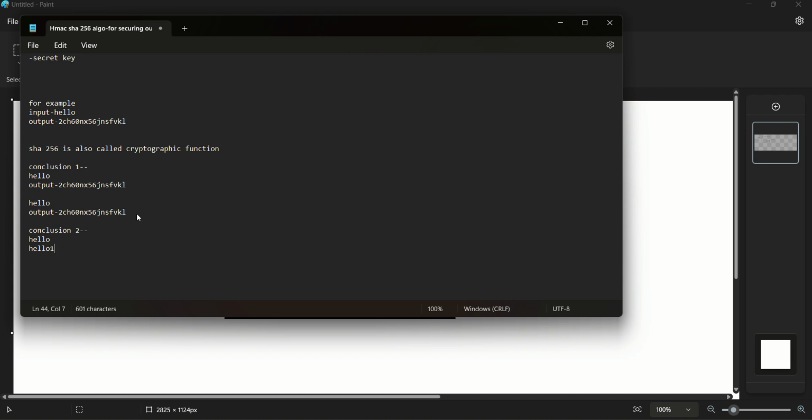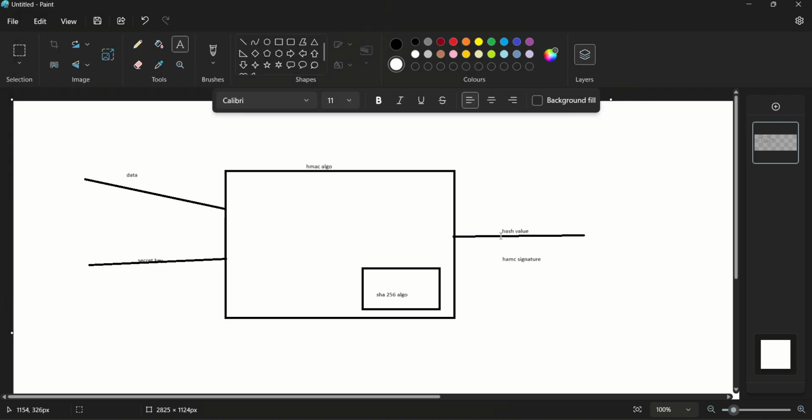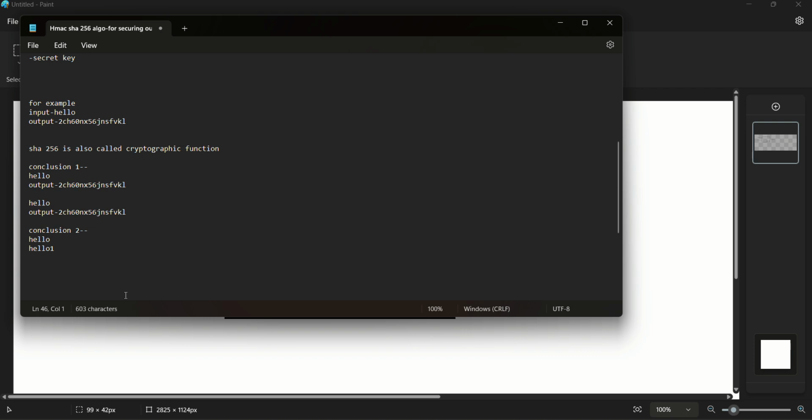From the hash, retrieving the value is not possible when you mix it with a secret key. It's impossible to get the input value. That is the output of the hash from the SHA-256 perspective. But according to HMAC, the output is also called the HMAC signature. It is a standard name, so we can use it in interviews as well as for explanation.